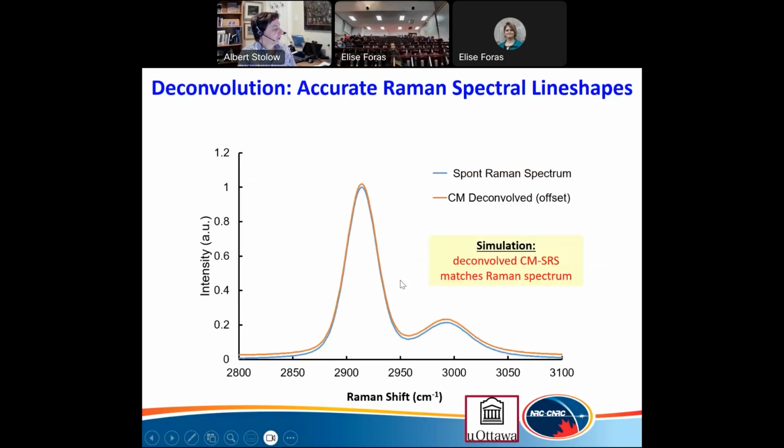So without going into details, I can show that this works. And here's an example where I have in blue the spontaneous Raman spectrum, and in orange the deconvoluted chirp modulation Raman spectrum. And actually I had to displace them from each other so you can see the difference, because they're almost identical. So what this means is that the deconvoluted chirp modulation Raman spectrum really gives almost identically the spontaneous Raman spectrum, but now it's tens of thousands of times more sensitive. So this looks quite promising.